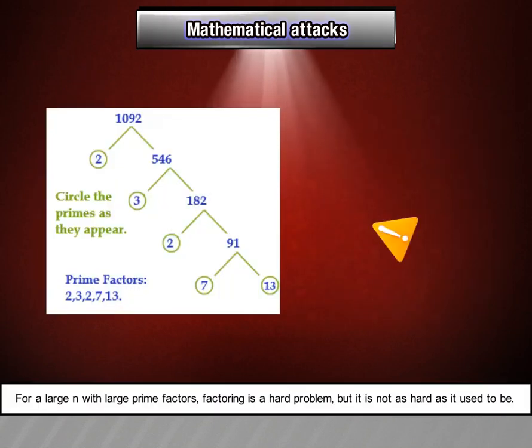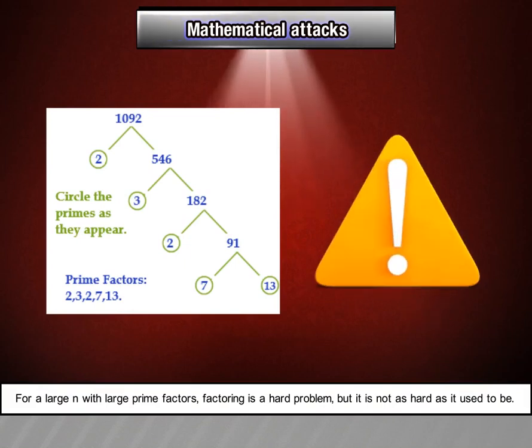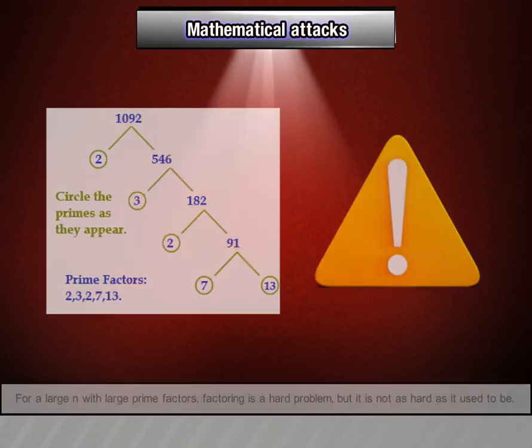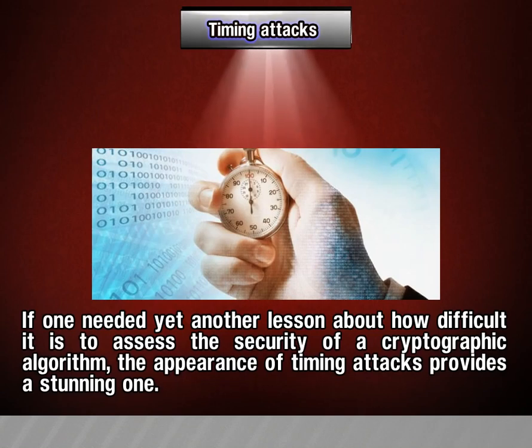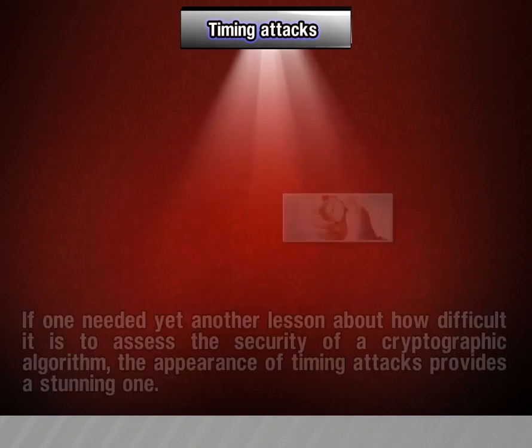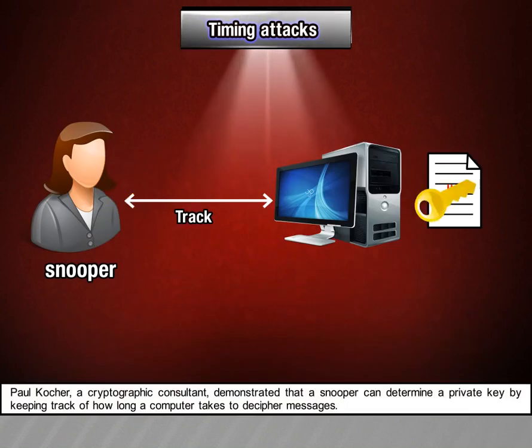For a large n with large prime factors, factoring is a hard problem, but it is not as hard as it used to be. Timing attacks. If one needed it, another lesson about how difficult it is to assess the security of a cryptographic algorithm, the appearance of timing attacks provides a stunning one. Paul Kocher, a cryptographic consultant, demonstrated that a snooper can determine a private key by keeping track of how long a computer takes to decipher messages.